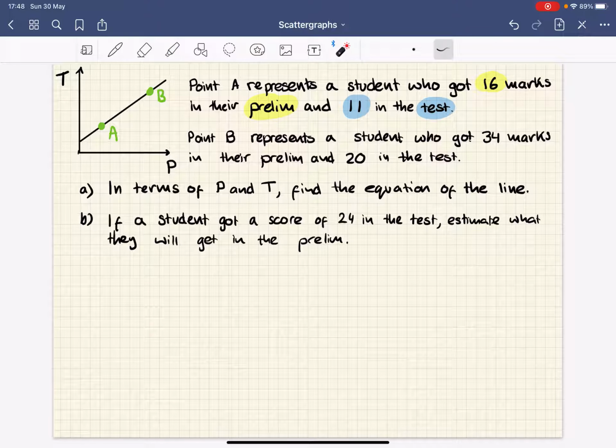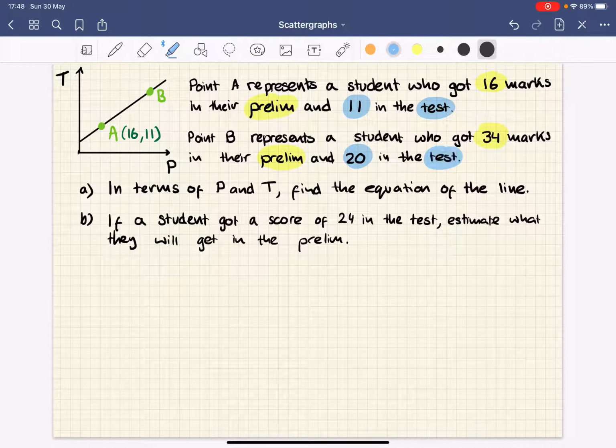Well, looking at our axes here, P is at the bottom where my x coordinate will normally be, and T is where my y coordinate will normally be. So my x coordinate is going to be that 16, and my y coordinate is going to be that 11. So I do the same idea here, the 34 in the prelim and the 20 in the test. So that is going to be 34, 20. Now usually, don't always count on this, but usually it is written in the order of the typical x coordinate and the typical y coordinate, but always double check with your axes.